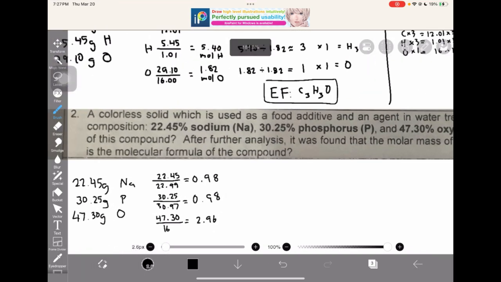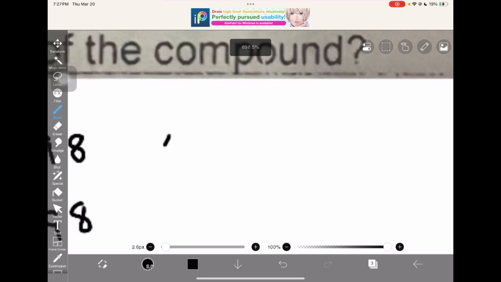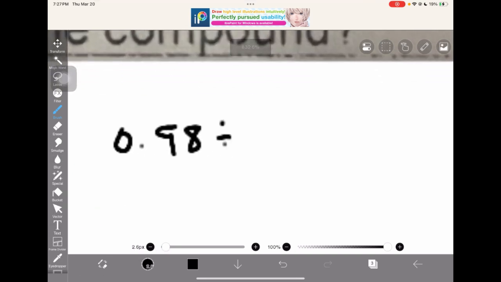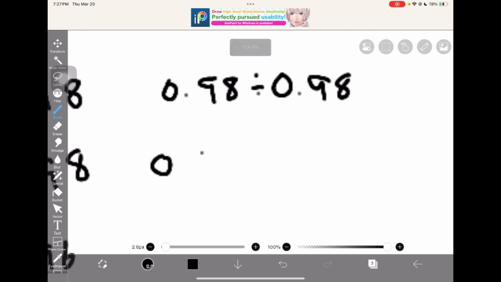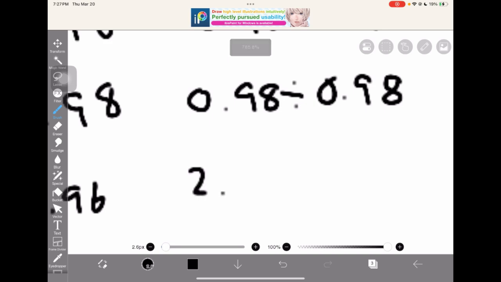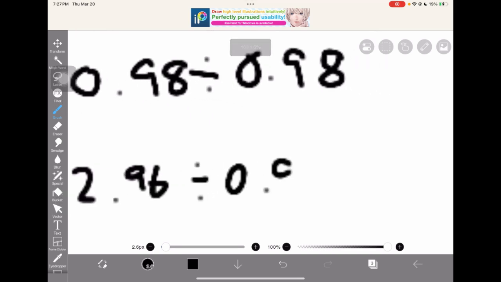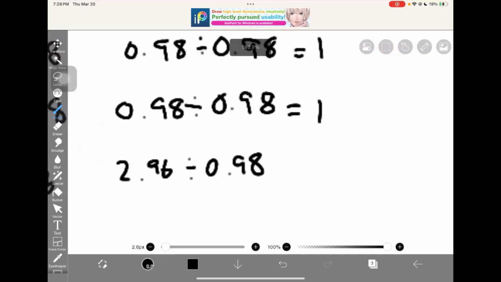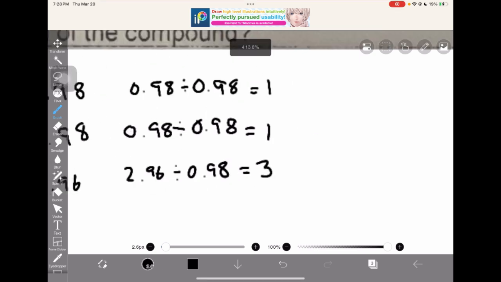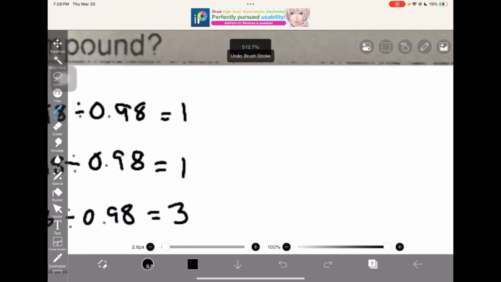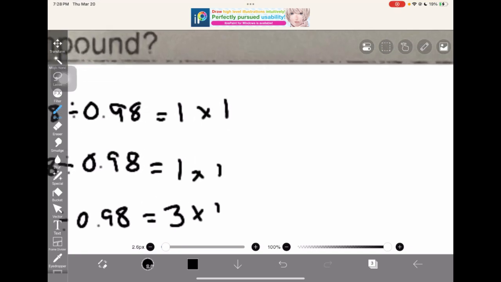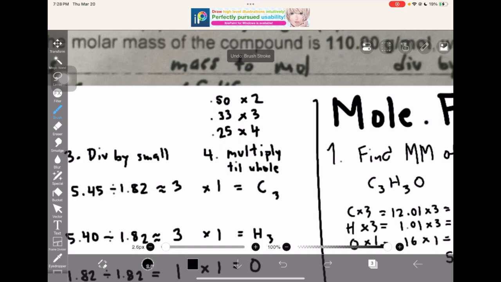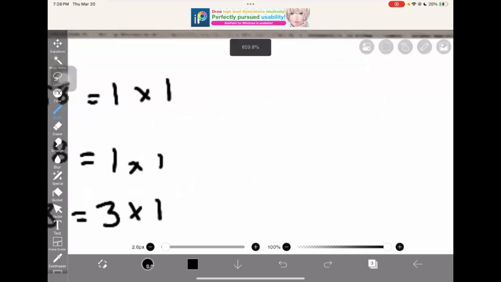Next, divide by small. The smallest is clearly 0.98. So 0.98 divided by 0.98, same thing for this one as well. And the last one for oxygen, 2.96 divided by 0.98. Plugging these into the calculator gives us 1, and 2.96 divided by 0.98 is roughly 3. Once again, since all of these are whole numbers, we just times them by 1. They're not any of these special cases. So we get a formula of NaPO3.